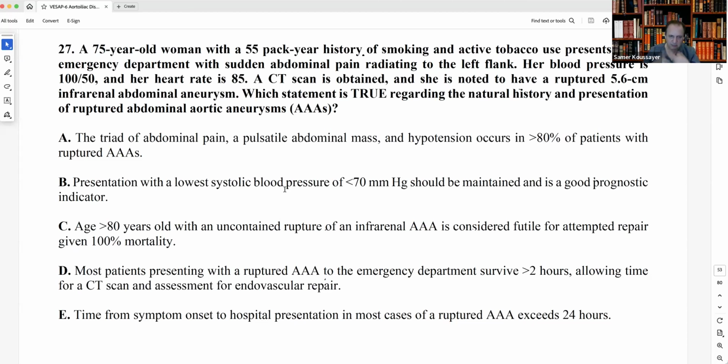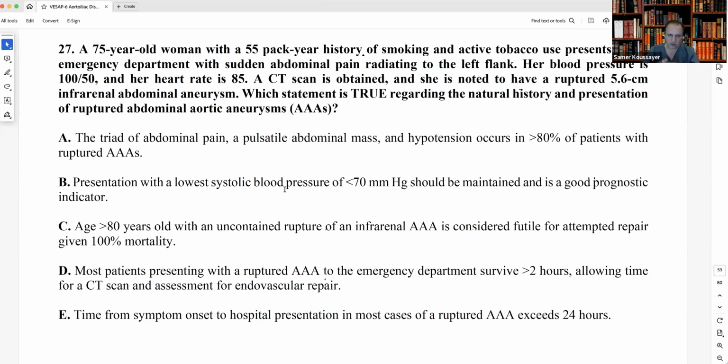But now we have more data showing no. Usually they survive at least 2 hours, so you have the time to do a CAT scan. Before it used to be contraindicated, now it's a must. Even unstable patients get a CAT scan, because CAT scan is very quick now. If the patient is even unstable, you get a CAT scan on your way to the OR, because the OR sometimes takes 10, 15 minutes to get ready. By the time you get ready, you get a CAT scan.